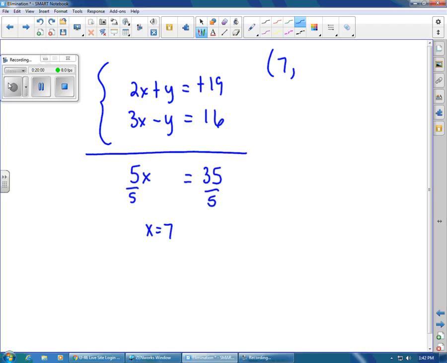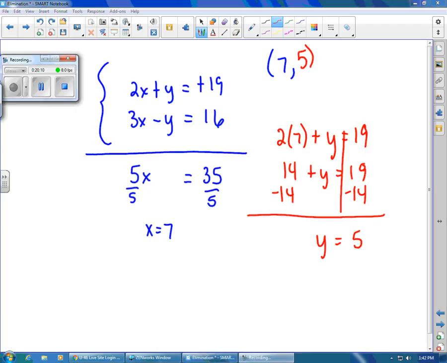Take that 7, substitute it back into either equation to solve for y. Go ahead and pause the video. Okay, I used the top equation and I substituted 7 in for the x and solved for y, and I got y equals 5. I can, of course, do a check and make sure that it worked.